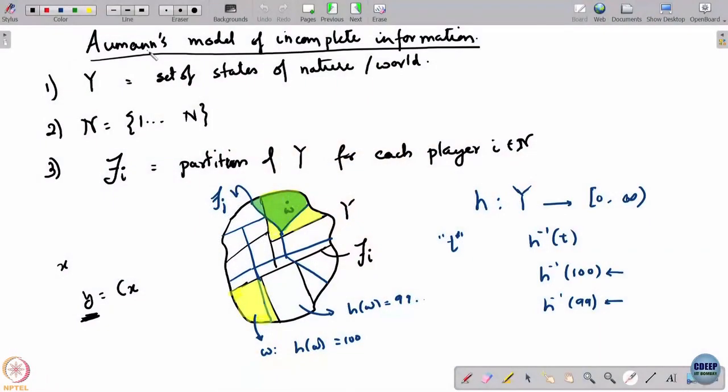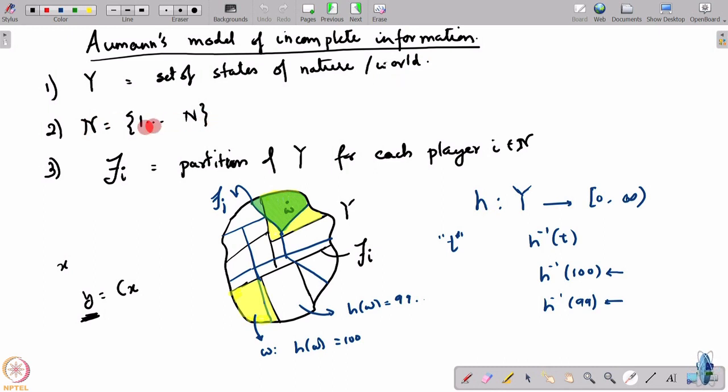Okay. Welcome everyone. Let's recall what we were talking about in the last class. We had started talking about what is called the Aumann model of incomplete information. What does this comprise of? The Aumann model comprises of three different elements. The first element is the state of nature or the states of the world. This is what you can say is the true configuration of the world that we are modeling.